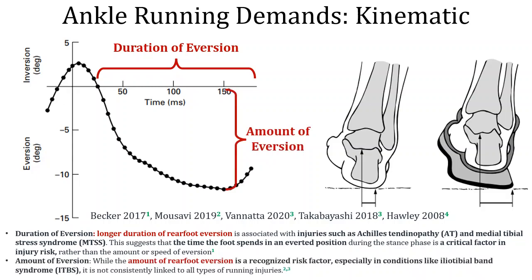So the amount is how much they actually evert, and then the rate is how quickly they go into that. While the amount of rear foot eversion is a recognized risk factor, especially in conditions like iliotibial band syndrome, it is not consistently linked to all types of running injuries. And then same with the rate of eversion, though it can put a lot of stress on individuals that have a posterior tibialis tendinopathy, and thus it may be relevant. It doesn't fall out as a predominant risk factor, at least based off these 5 sources and the scoping review of the literature that I've done thus far.